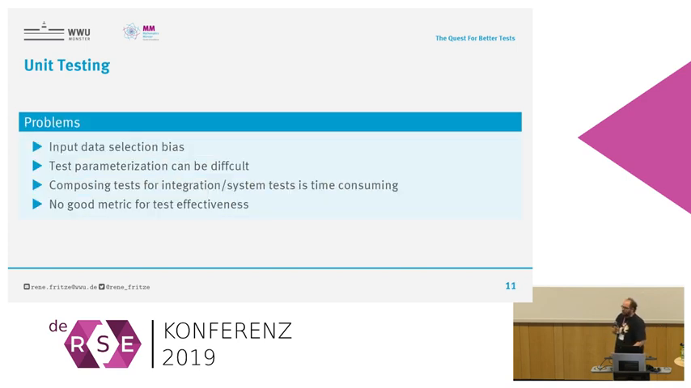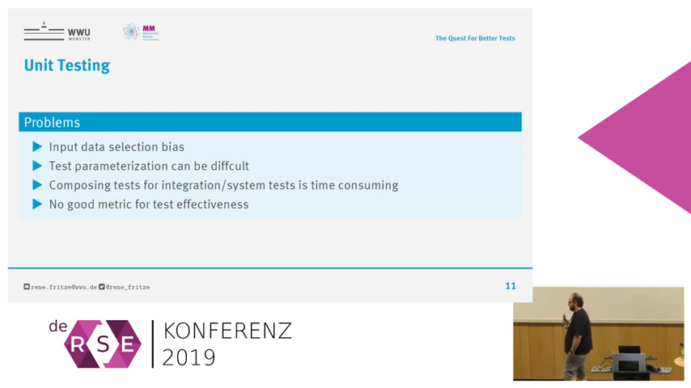All right, so what are the problems I mentioned that we and I have with unit testing? First of all, we found that people aren't actually very good at selecting what to test. So the developer can have a very strong bias to select test cases he knows are okay and the software will work with them. This is a problem.